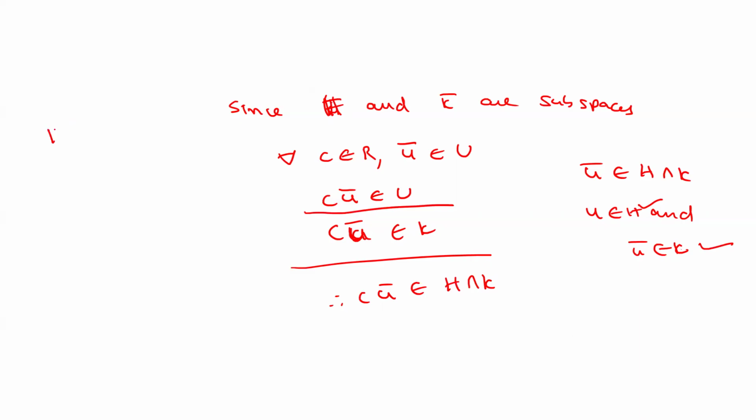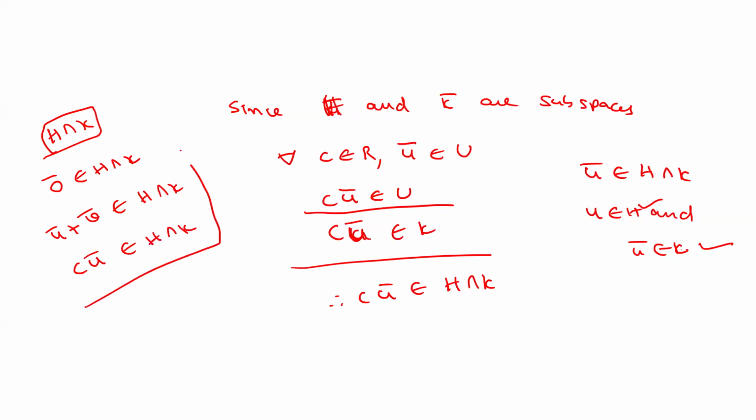So, to prove that H intersection K is a subspace, first I proved that 0 bar belongs to H intersection K. That is number 1. Number 2, I proved that u bar plus v bar belongs to H intersection K. The third point, cu bar belongs to H intersection K. These three properties are satisfied, so H intersection K is a subspace.